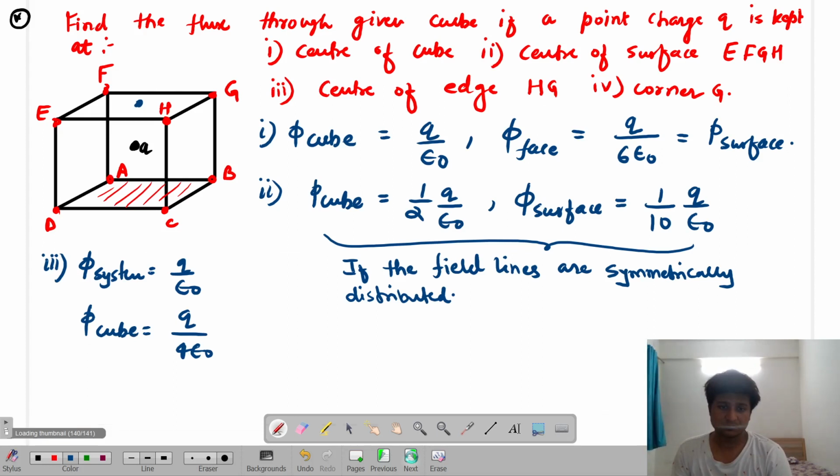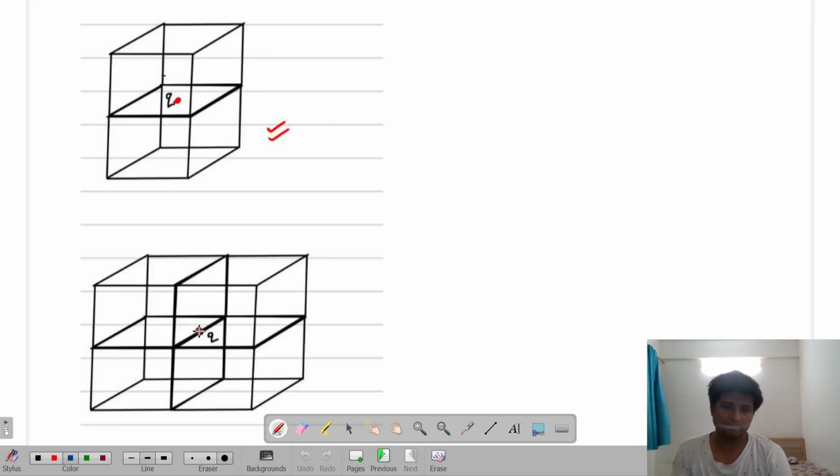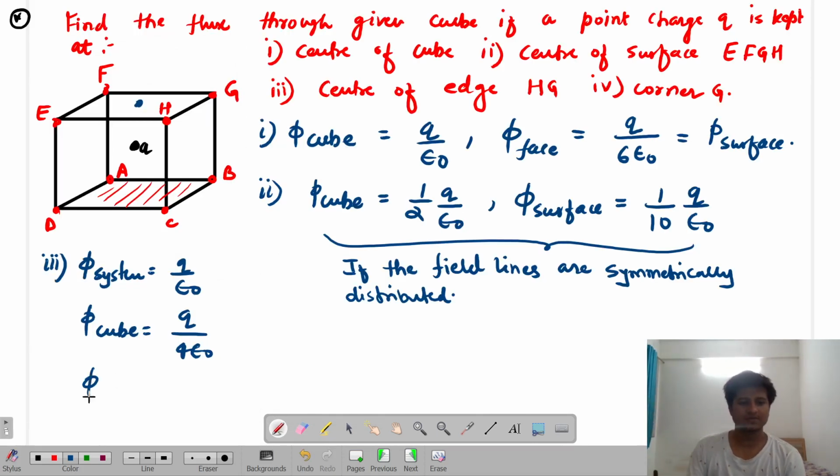Yes, it's a symmetrical surface. Okay? So look over here, I'll give you one hint. For the symmetrical surface, for these two surfaces the field lines will be parallel to them, isn't it? So for them the flux is zero. So how many surfaces are left out? One, two, three, and four. Only four are left out, isn't it? So flux through any of the surfaces is 1 by 4 part of the cube's flux, isn't it? So it will be 1 by 16 q by epsilon naught. Okay?